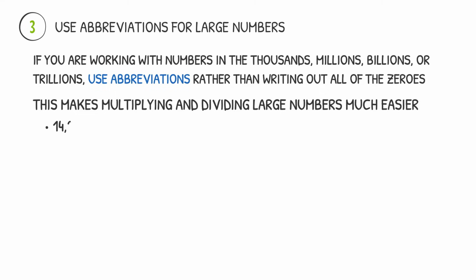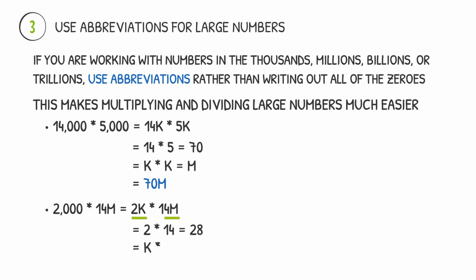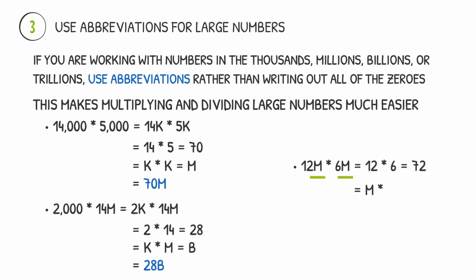For example, 14,000 times 5,000 equals 14K times 5K. 14 times 5 equals 70, and K times K equals M, giving us 70M. 2,000 times 14M equals 2K times 14M. 2 times 14 equals 28, and K times M equals B, giving us 28B. 12M times 6M equals 12 times 6, which is 72, and M times M equals T, giving us 72T.